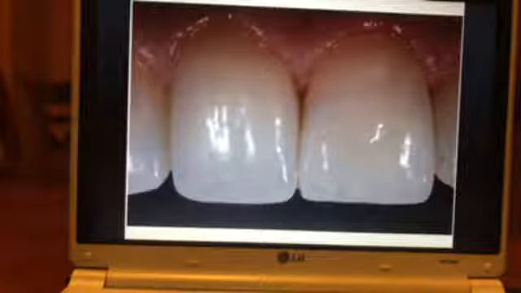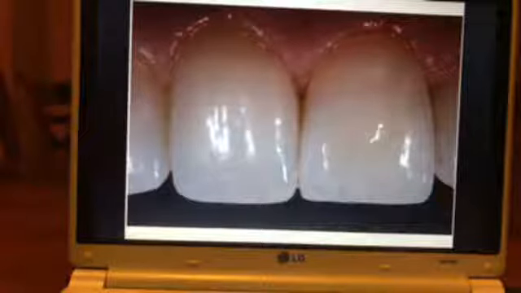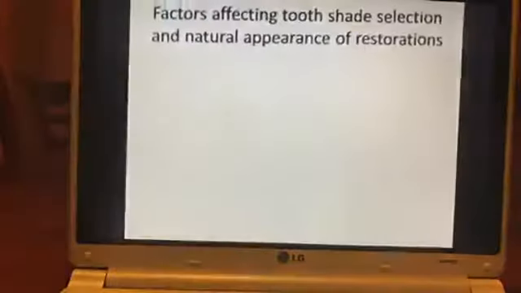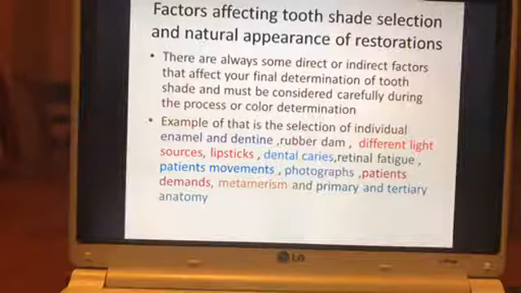Very easy, very predictable, very systematic. The only thing you have to do is to train yourself to do it. By chance, in the lecture, it sounds big because I'm trying to explain, but in reality, it takes up to 5 minutes only from you. So, let's go for some factors that affect the shade selection. Different light sources, lipsticks, retinal fatigue, patient's demands, metamerism, etc.